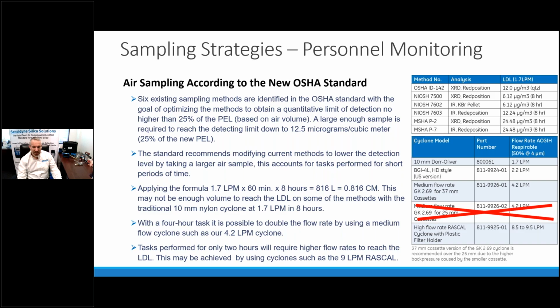I'll give an example, the GK 2.69. It uses a standard 37 millimeter filter cassette. It samples at 4.2 liters per minute. And sampling at that for your 8-hour TWA really helps to ensure that you have a significant amount collected that meets the laboratory's limit of detection and limit of quantification.